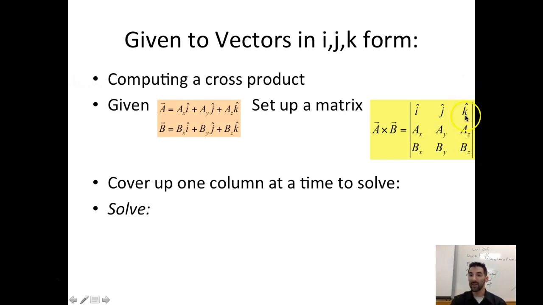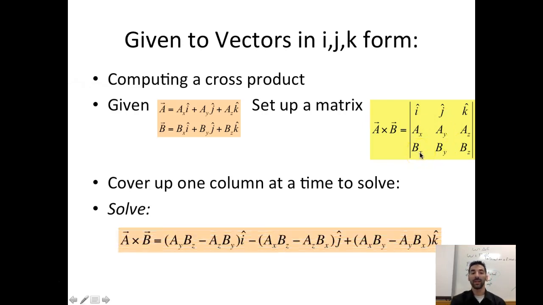Last, I'm going to look for K. So that's AX times BY minus AY times BX. What that looks like put all together, A cross B: AY BZ minus AZ BY, and then again, I hat minus J hat plus K hat.